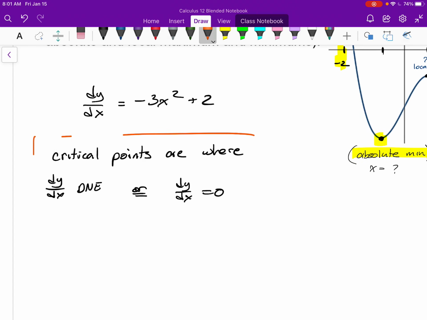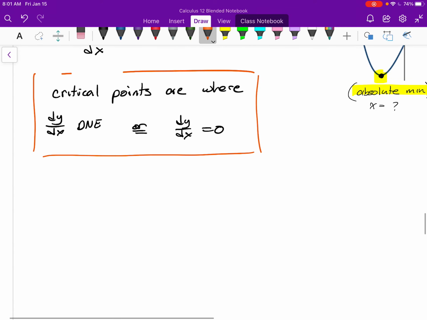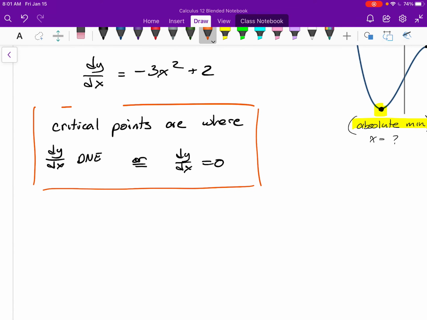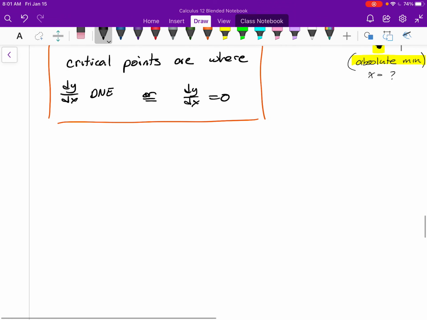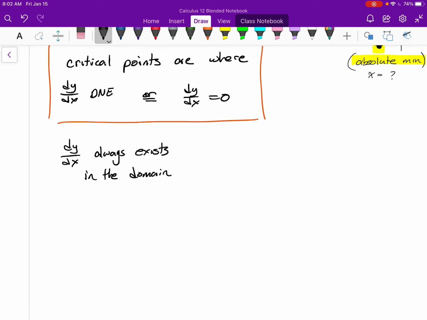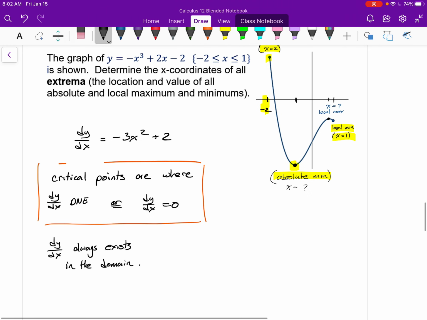So let's look at these for this particular derivative. Where will my derivative not exist? Well, nowhere. This derivative always exists. There's no reason that negative 3x squared plus 2 would have any non-permissible values. It exists everywhere. And so I'll make that comment first. And so I'll say dy over dx always exists, and maybe I'll say in the domain.